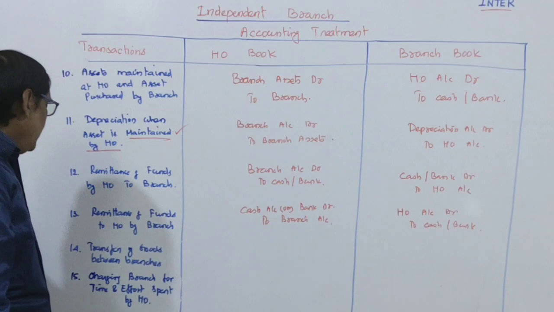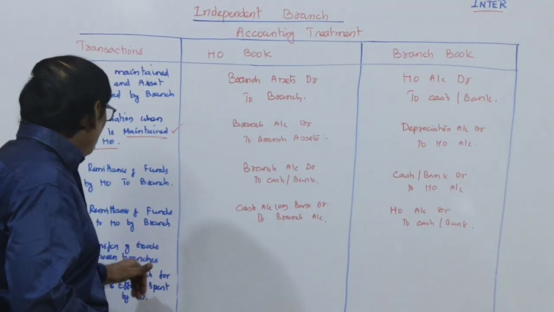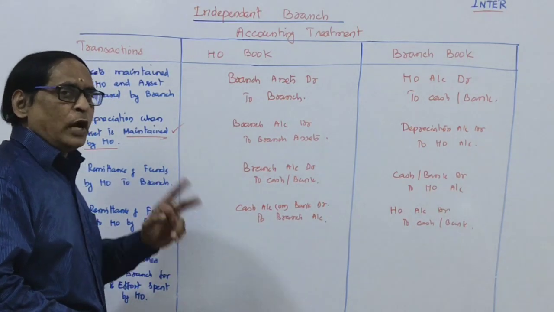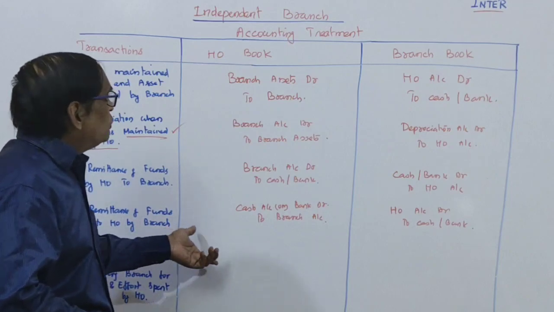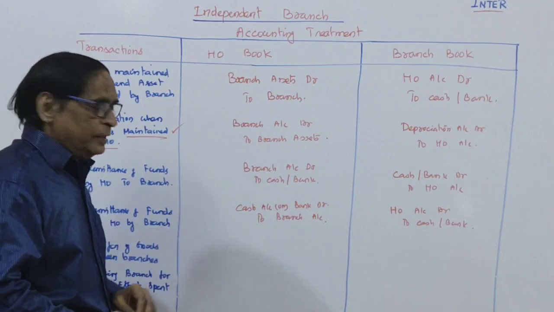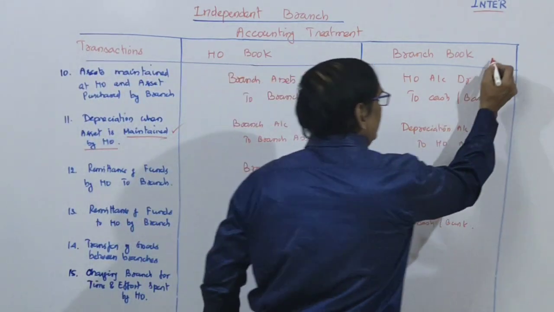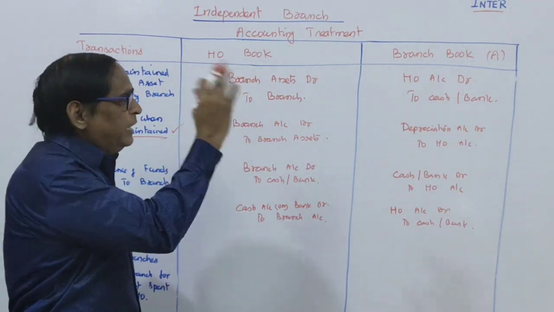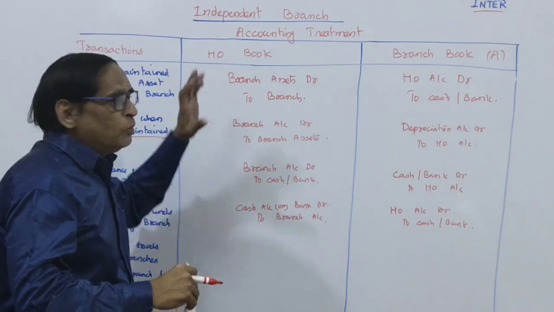And then another important transaction, please be careful. Transfer of goods between branches. One branch sends goods to another branch. Then what will be the journal entry in the books of head office and the particular branch? Here we will treat it as A branch. B branch is supplying goods to A. Then what will be the entry in head office book?